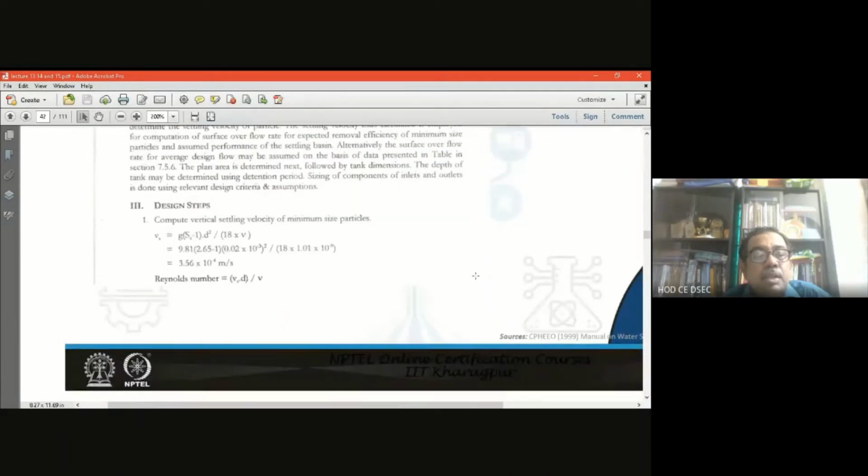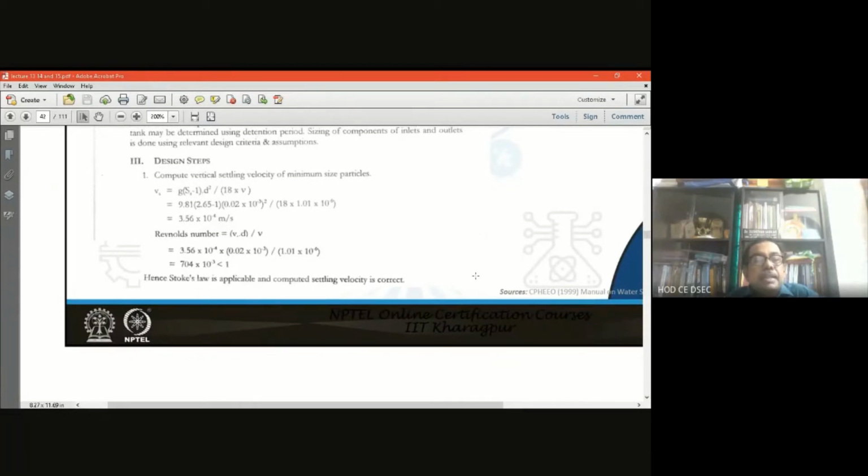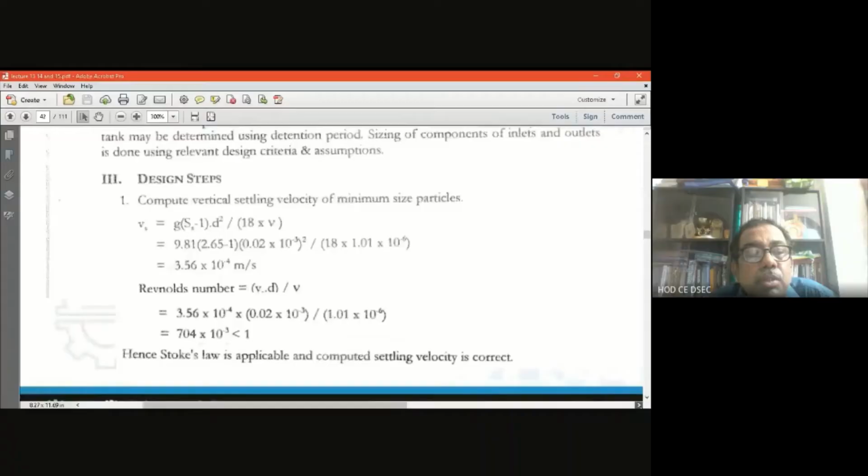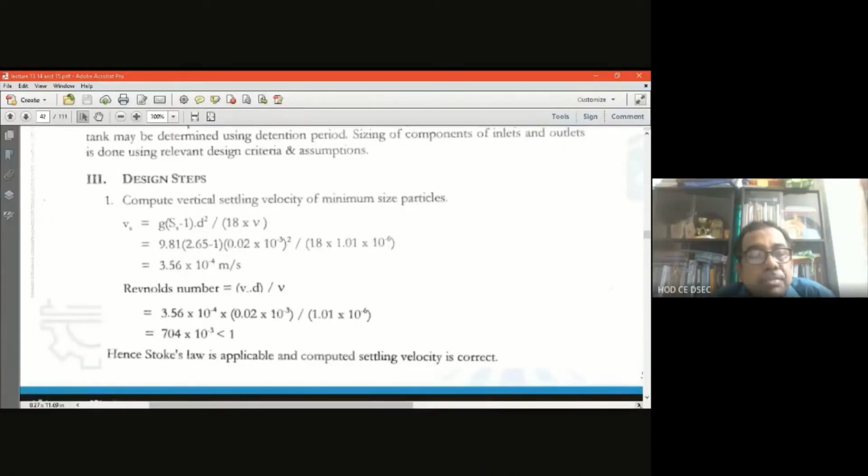Now step 1, just follow the design steps. I am zooming the screen; I think it is visible to everybody. First of all, compute the vertical settling velocity with the given data. g is given, Ss is given, d is given, mu is given. So Vs is calculated as 3.56. Then what do we have to check? We have to check whether we follow the Stokes law or the other formula, so for that we have to check the Reynolds number.